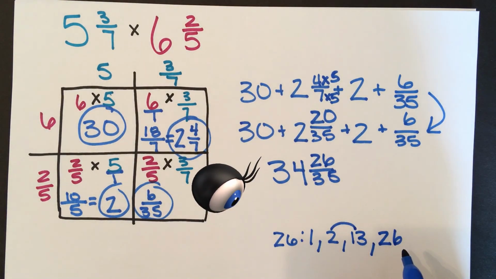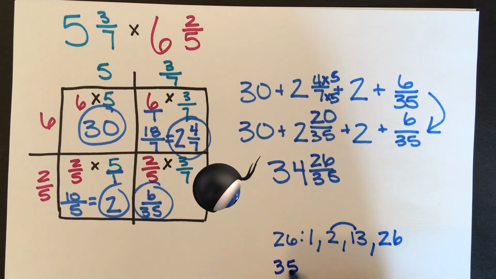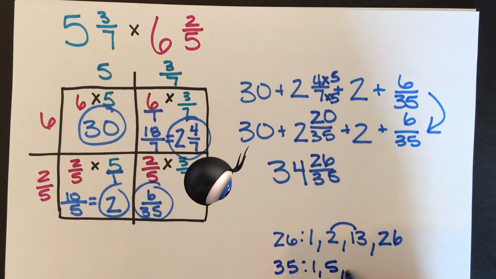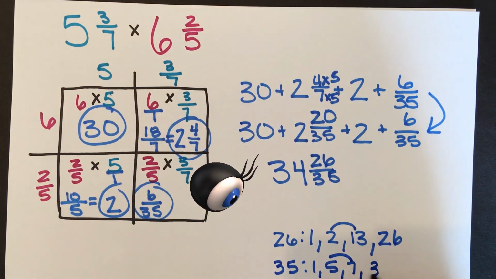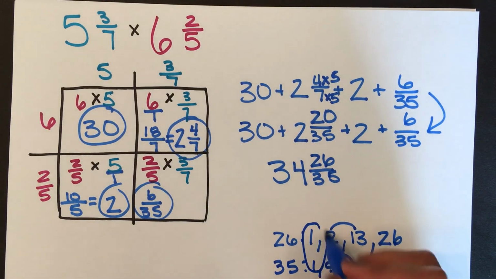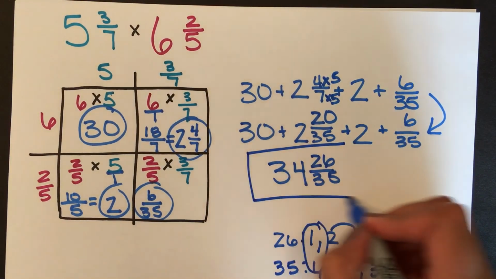26 can't go into 35 because we know our factors for 35 are going to be 1, 5, 7, baby rainbow, 35. The only one that they share is 1. So this is our championship answer.